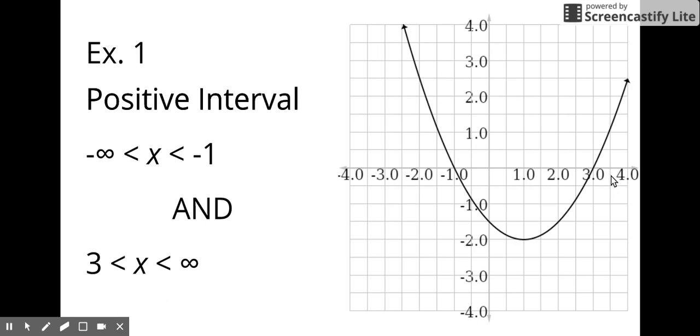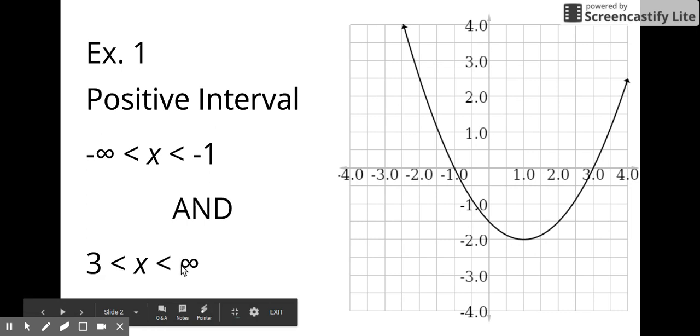Again, we're already saying, hey, all of your y values are positive. Where? Between -infinity and -1. That's why we don't have to worry about writing in the actual y values. We are saying literally between x values of 3 and infinity, your y values are positive.